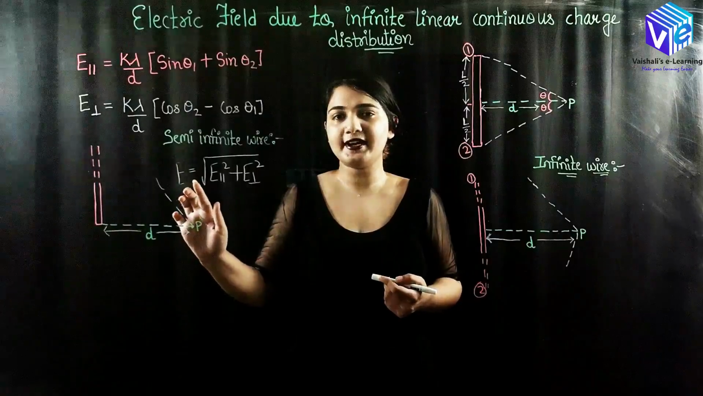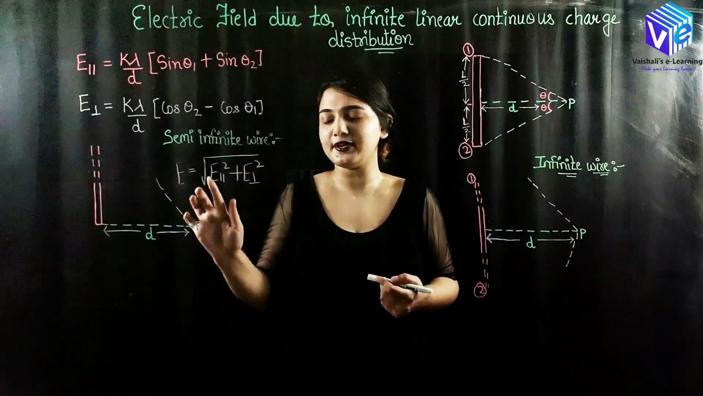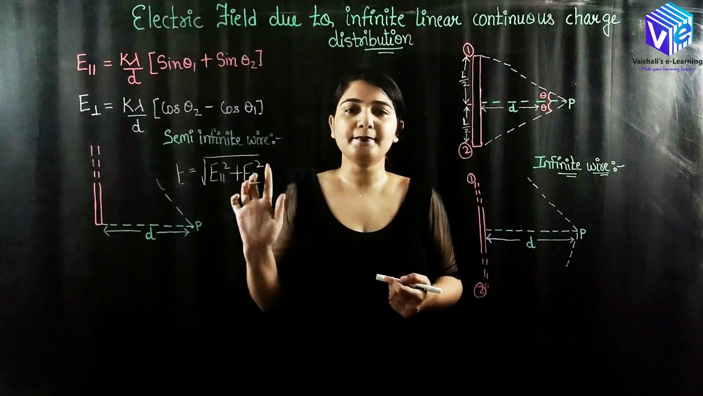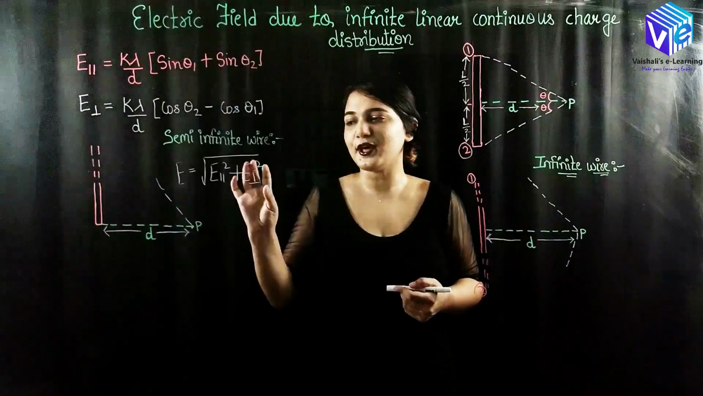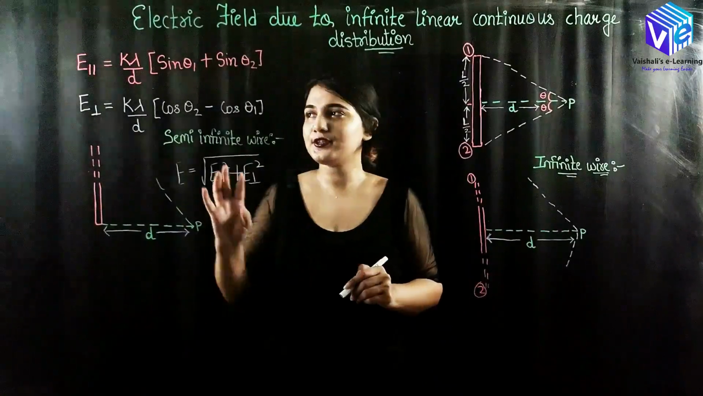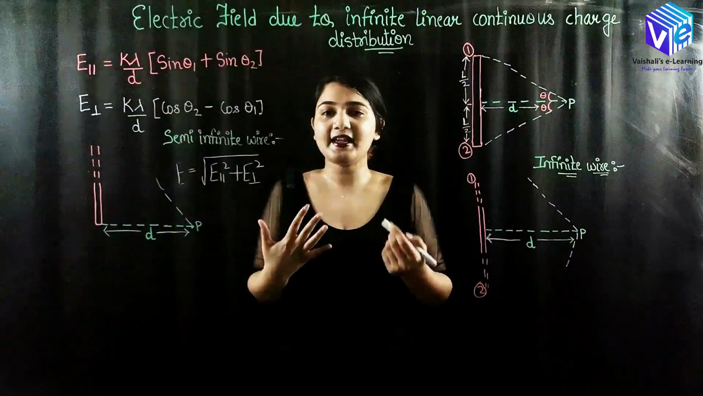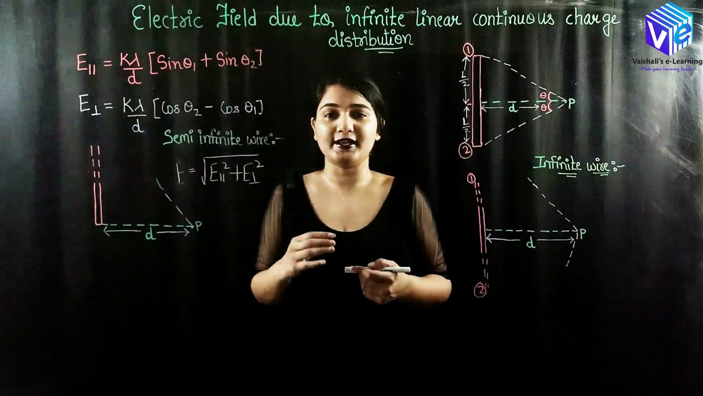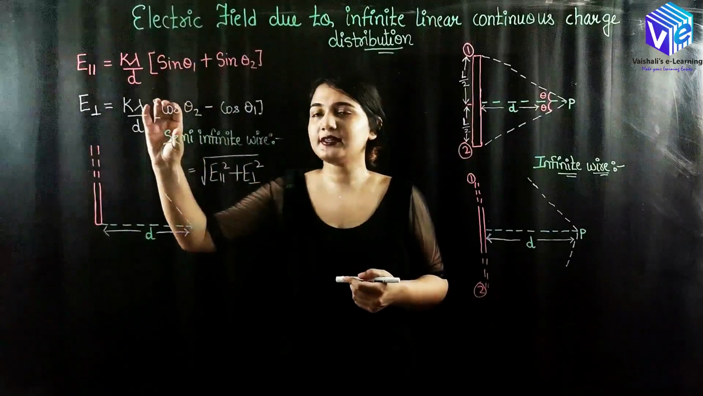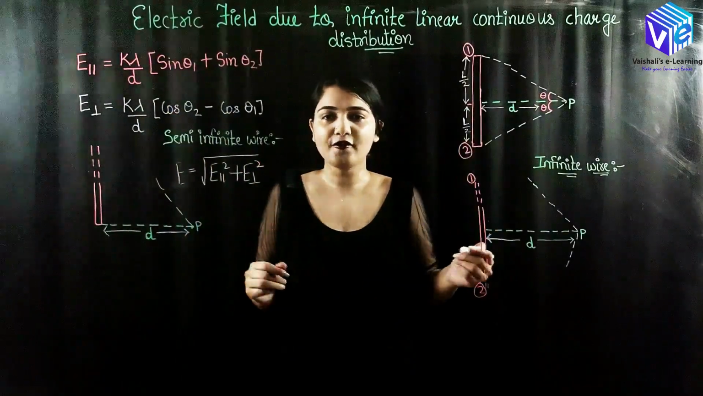So the electric field will be equal to the square root of E parallel square plus E perpendicular square. Now my task is reduced. I already know how to find E parallel and E perpendicular, and I will be using these two equations in all of the cases.